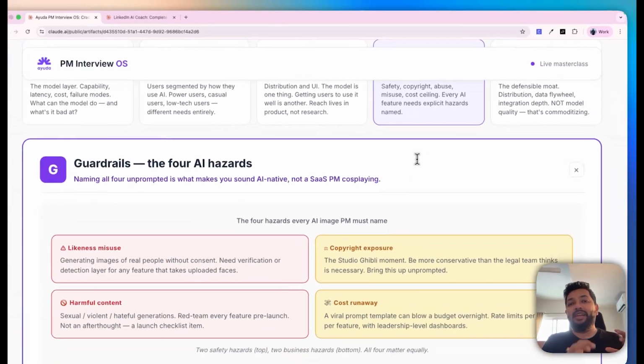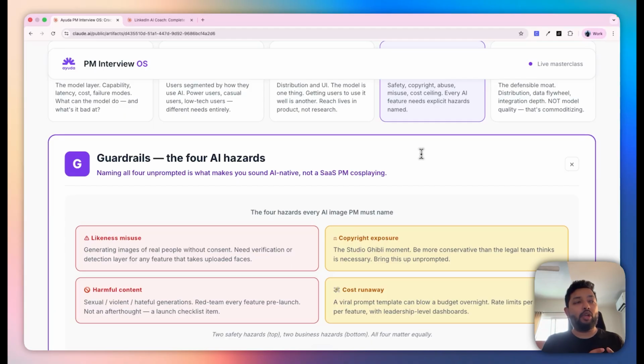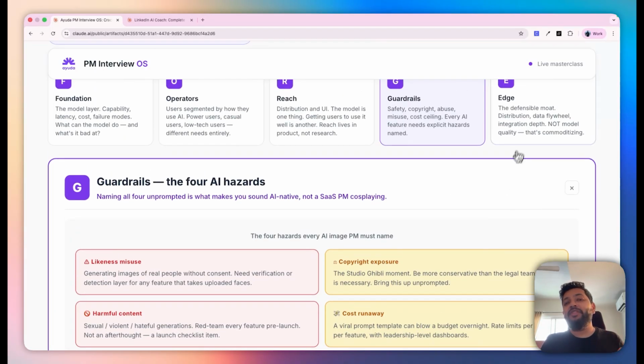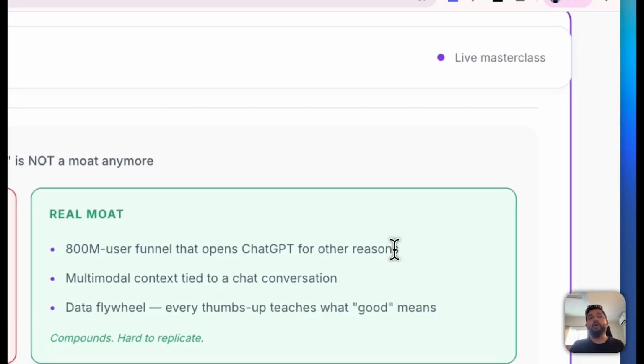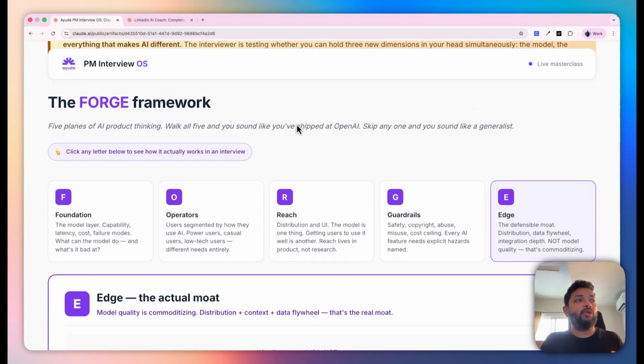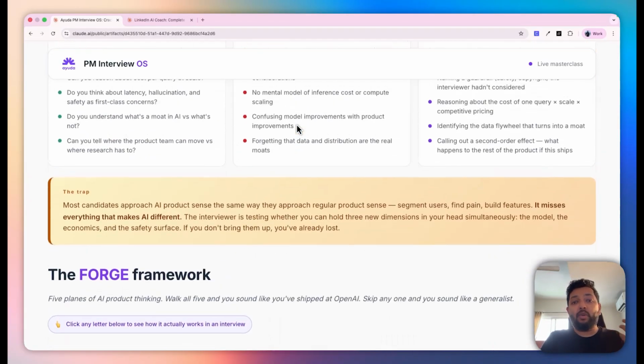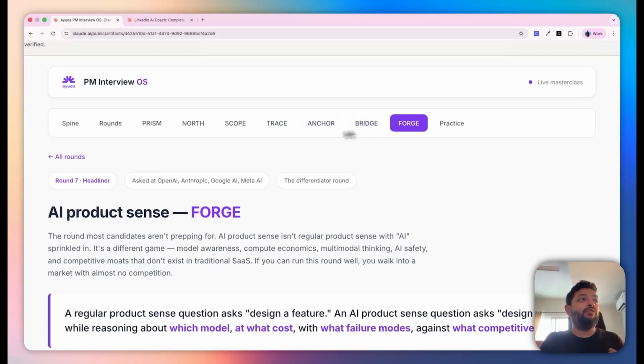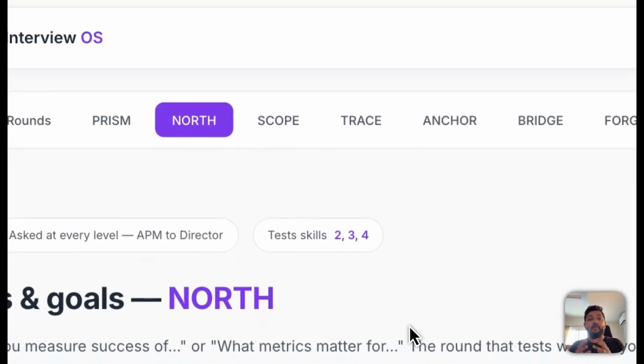Fourth is then the guardrails, which is where you will talk about what are the negative things that can happen in this. And then fifth is the edge, where you're going to talk about why this is defensible, why someone else cannot copy or cannot build the same outcome as us in a short amount of time. Right? So that is how you need to go about it, or that is how you need to create an AI product sense question.